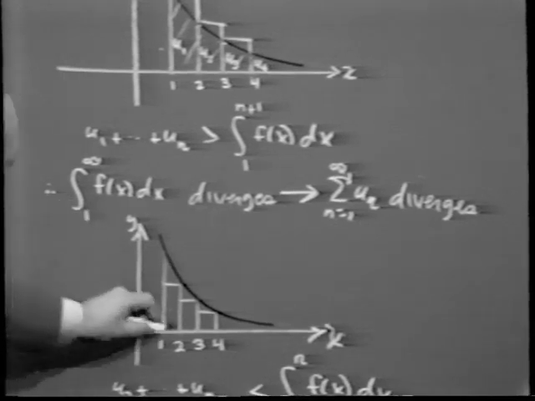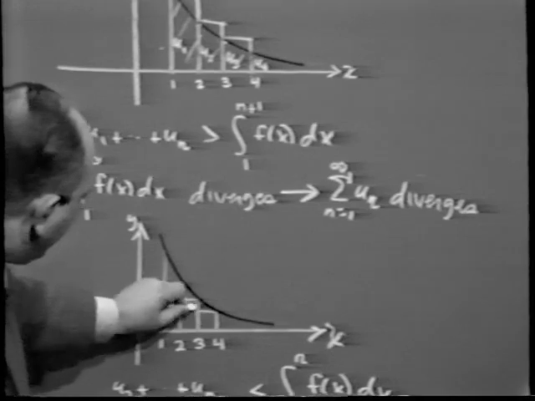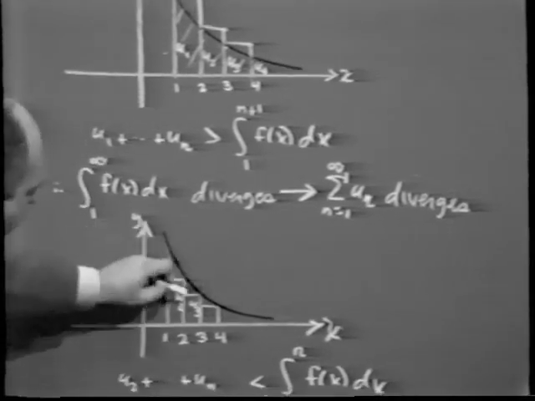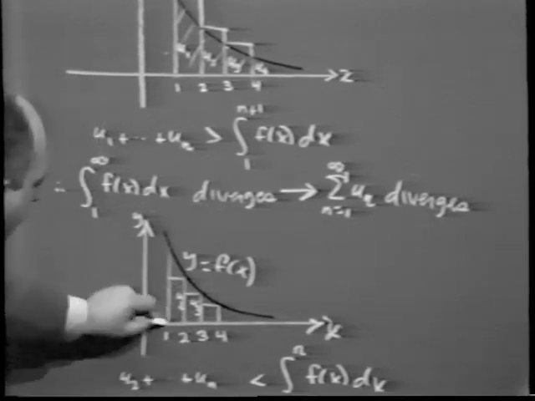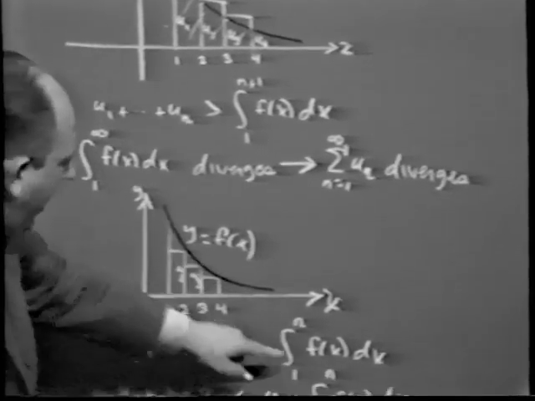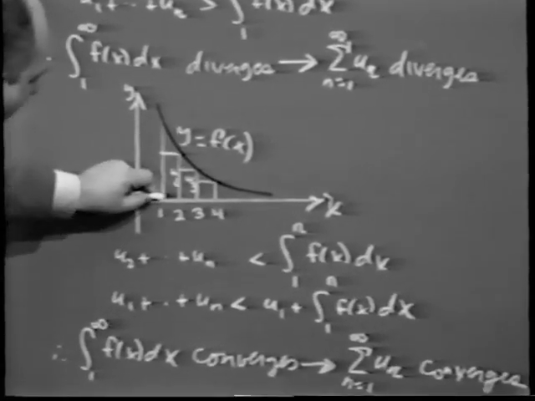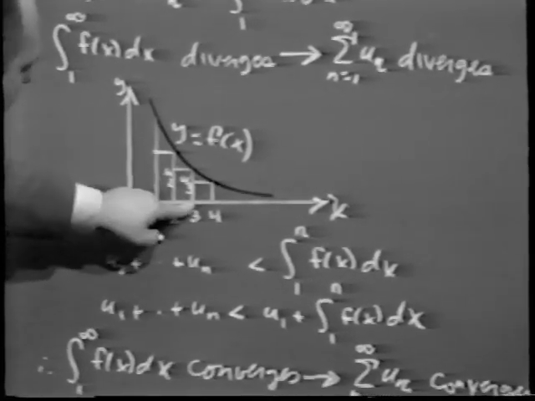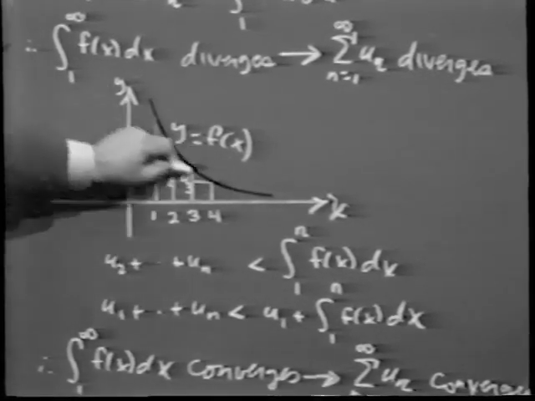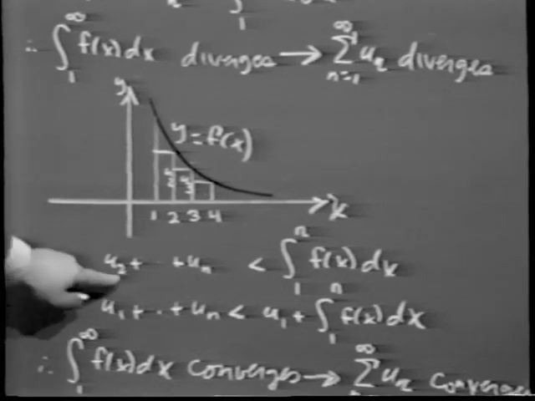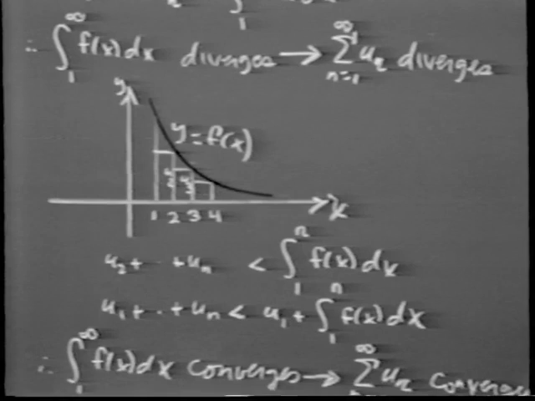Correspondingly, if we now do the same problem but draw the thing slightly differently, notice that now in this particular picture, the area under the curve is the integral from 1 to n f of x dx. On the other hand, the area of the rectangles are what? It's u2 plus u3 up to un. But now you see the rectangles are inscribed under the curve.